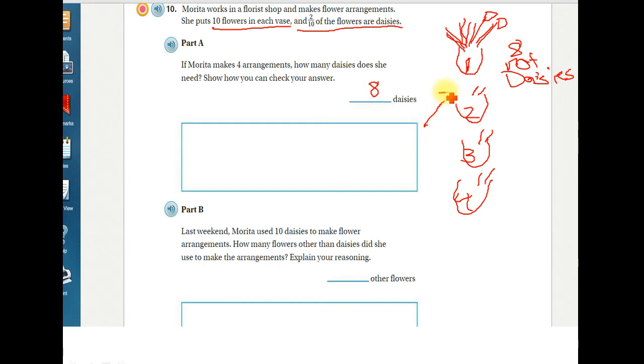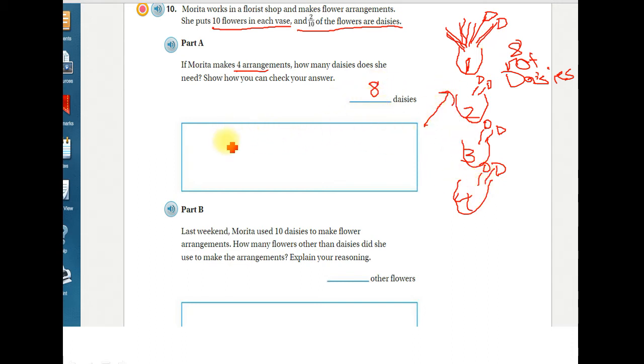Well, I've done that here. This drawing is good enough. This checks my answer. I have 2 daisies here, 2 daisies here, 2 daisies here. So I've checked my answer. There's 4 arrangements, 1, 2, 3, 4. Each one has 2 out of the 10 flowers daisies. So I've checked my answer.